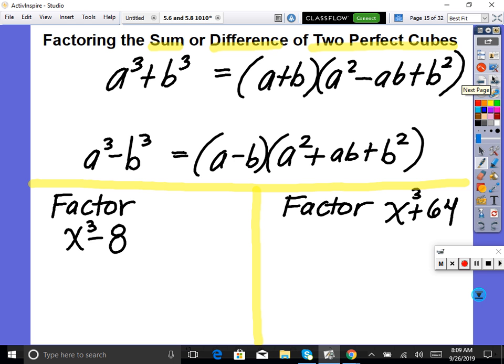Okay, last factoring technique to learn today. Factoring 2 perfect cubes. Writing this down.